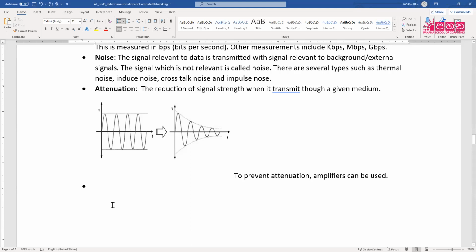So when a particular signal travels through the medium, the energy of the signal reduces. This is known as attenuation. If you want to prevent this attenuation, then you should use amplifiers. Okay, let's move to the last property. That's called distortion.